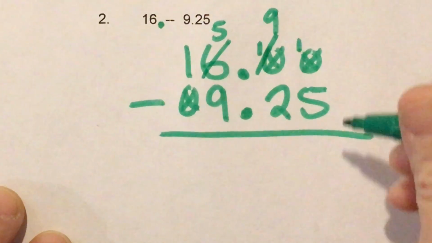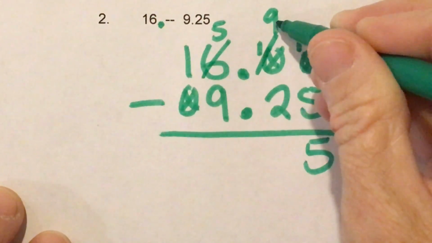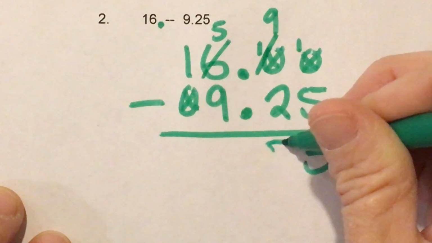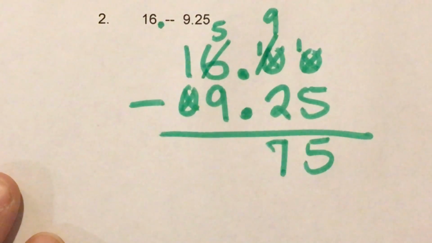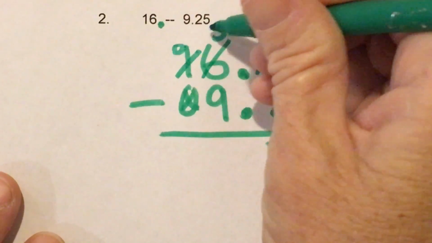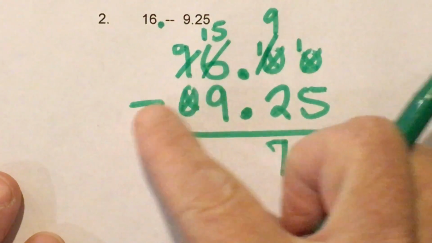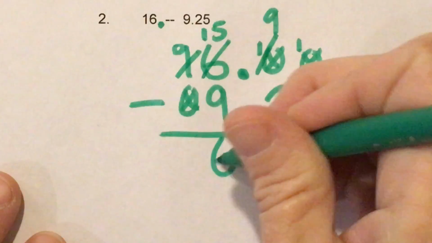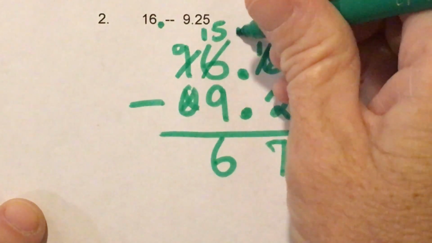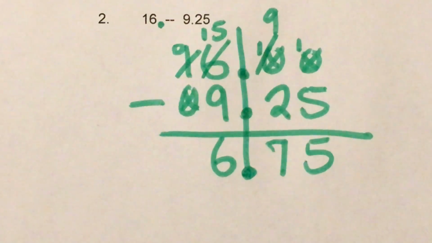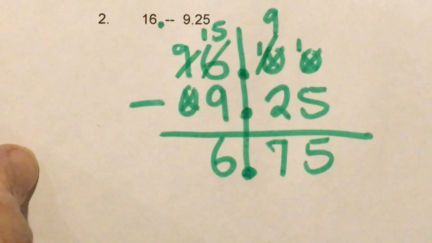So 10 take away 5 is 5. 9 take away 2 is 7. 5 take away 9 can't happen, so he needs to borrow from him. So it's 15 take away 9 is 6, and 0 take away 0 is 0. Okay, and then my final step is step 5. Okay, we're going to try 2 more.